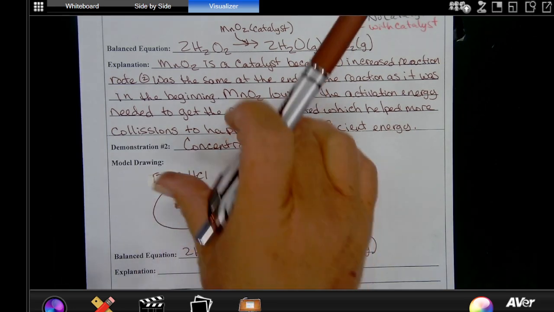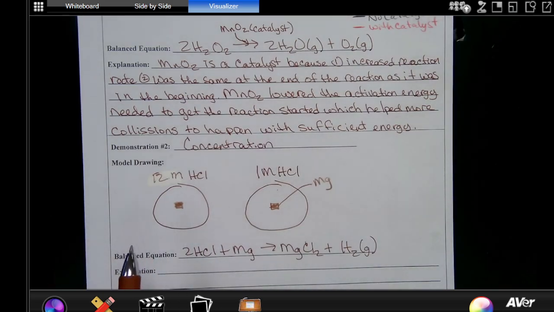And we're going to see which one's going to happen faster. Is it going to be the one with the 12 molar? Remember, it's 12 molar. That's 12 moles per 1 liter, okay, of hydrochloric acid. And this is a 1 molar. That's 1 mole in 1 liter, okay? So which one has the higher concentration, 12 or 1? Which is a higher concentration? 12, okay? So that means we have more moles over here, okay?